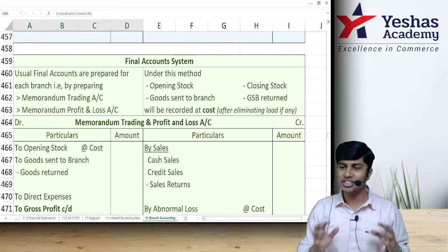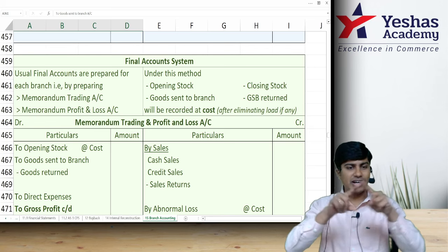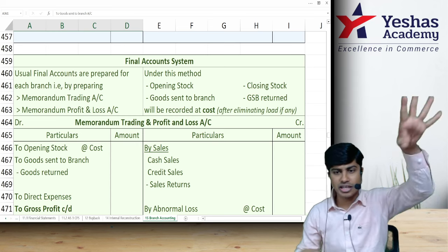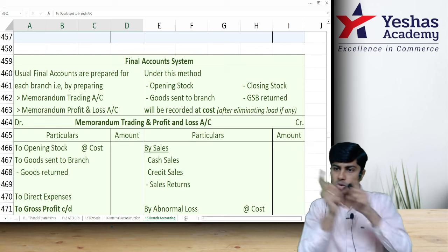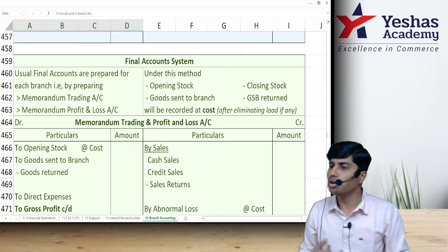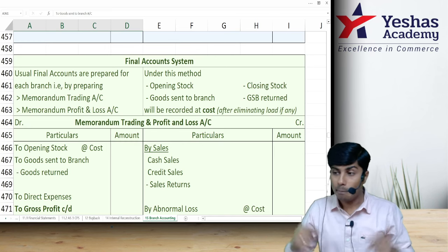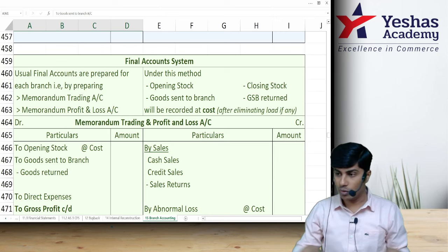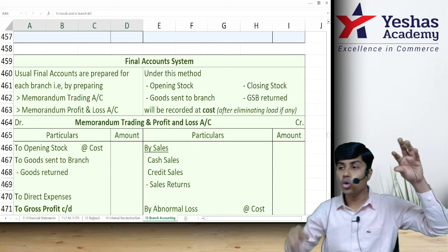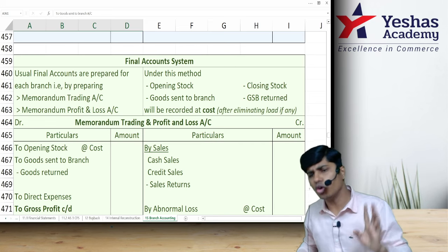This is our traditional approach, preparing the trading account and P&L account. Usually what do we do? Trading account: opening stock, purchases, sales, closing stock, GP. GP you bring to the P&L account: expenses, income, GP, net profit. Same thing we'll do in the branch. But in the trading account, stock items like opening stock, purchases and closing stock should always be at cost price.